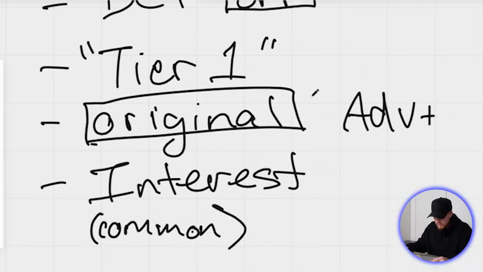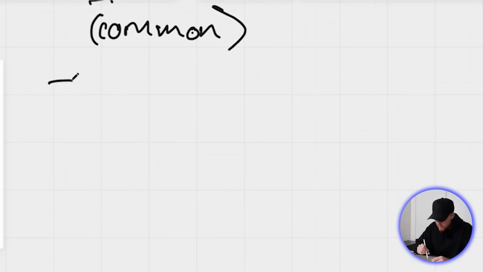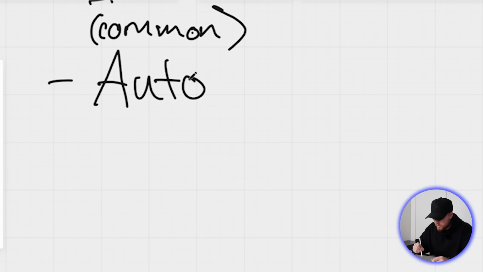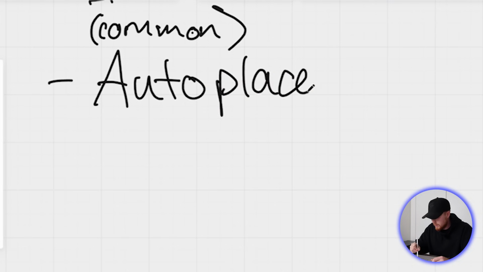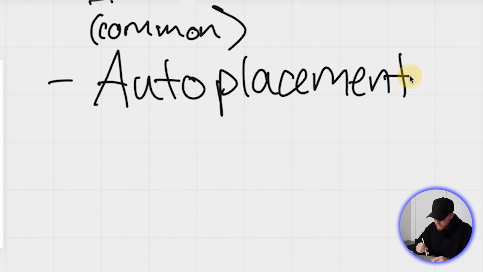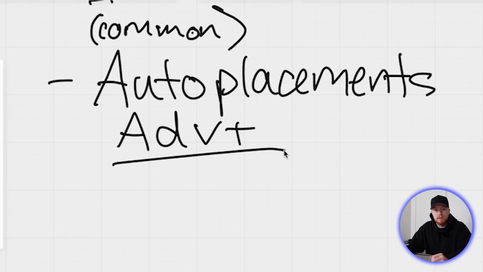So the next thing is that you want to be structuring your campaigns with auto placements. So it used to be called auto placements in the past. Again, they're changing everything to Advantage Plus placements. So it's called Advantage Plus placements. It's auto placements. You want to just use that from day one and set things up that way.